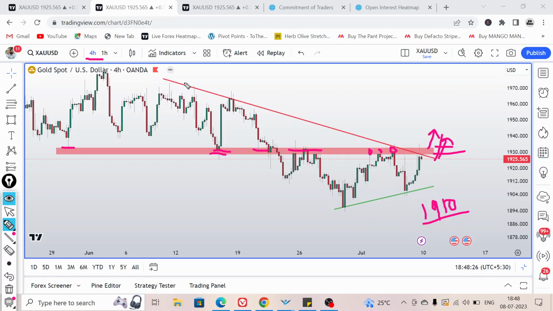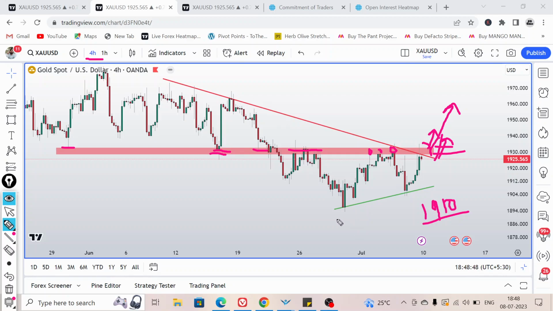Also we have to look at this trend line. As this is a resistance trend line, we have to wait for it to break, and on retest I think that is a good opportunity to buy toward the higher levels. At the higher levels, I'll show you the resistance area on the footprint chart.